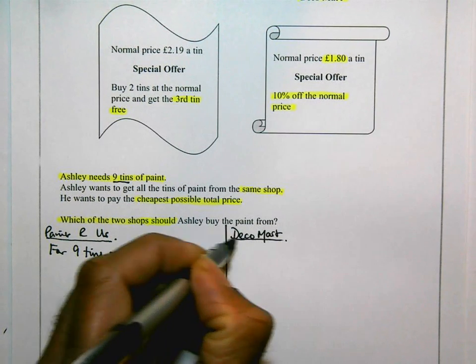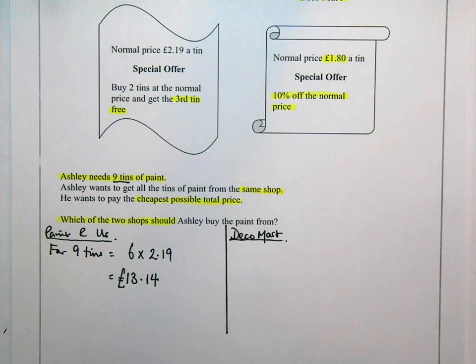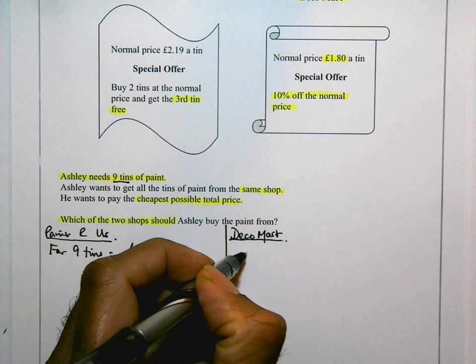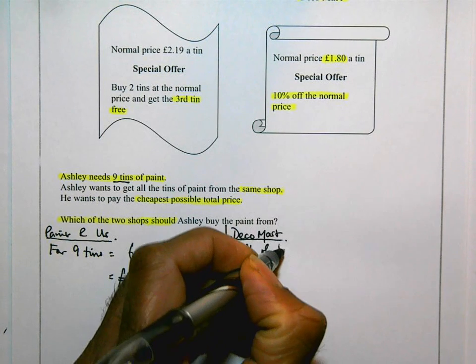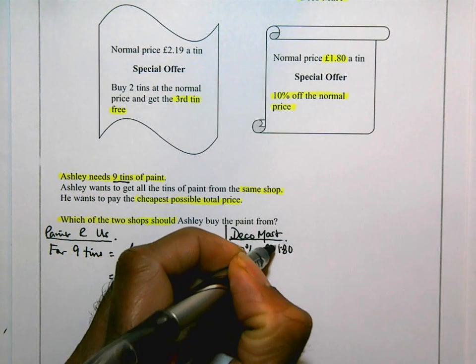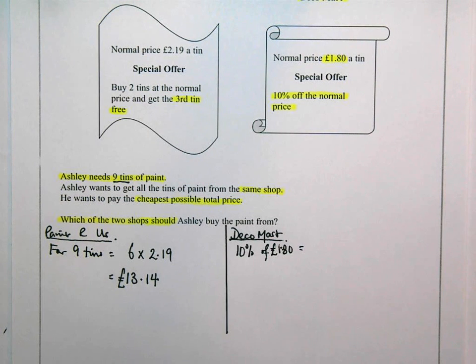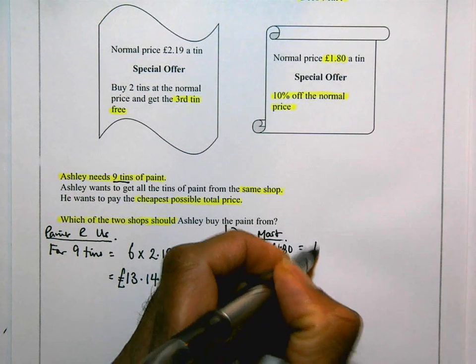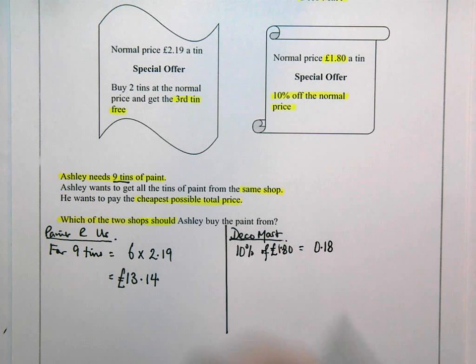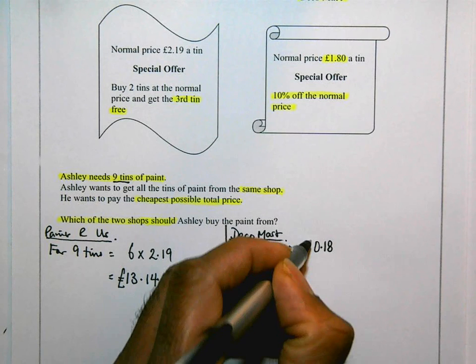The normal price is going to be £1.80, and he's going to get 10% off the normal price. So I'm going to work out first of all 10% of £1.80. Now 10% of £1.80, you should be able to do that without a calculator. If you do use the calculator, you just divide £1.80 by 10, so that's going to end up giving me 0.18 pounds, or in other words 18 pence.